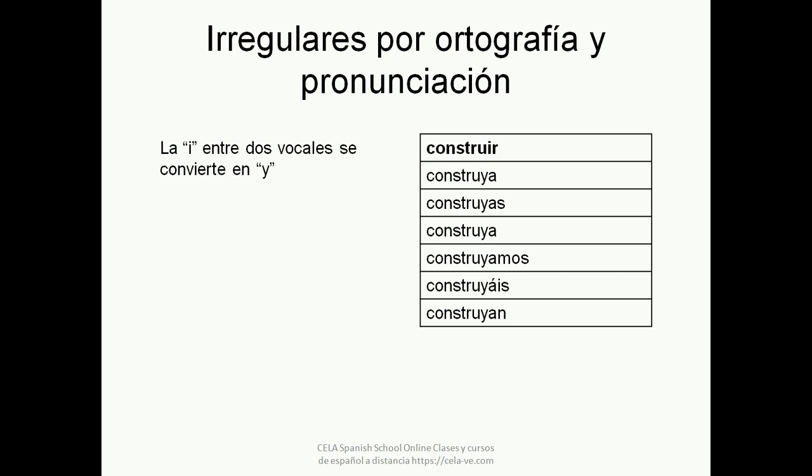Another irregularity occurs in verbs that end in -uir, like construir. In Spanish, when I is between two vowels, it becomes Y. Construya, construyas, construya, construyamos, construyáis, construyan. Other verbs in this group are, for example, huir, destruir, obstruir.